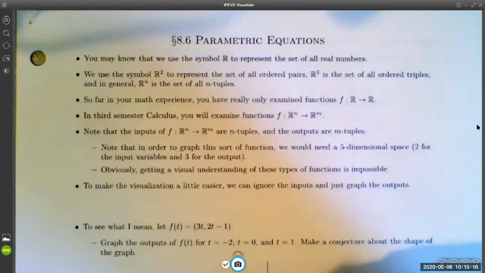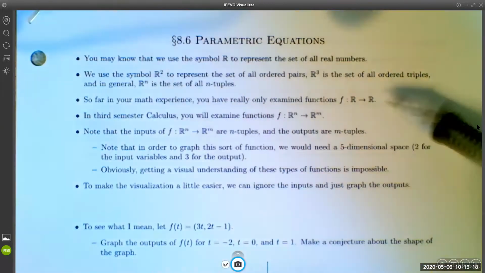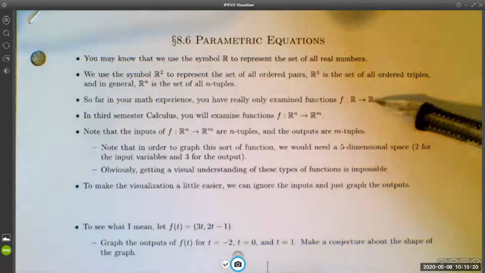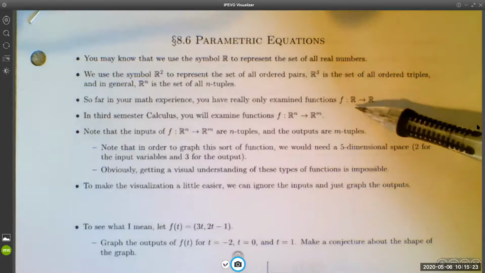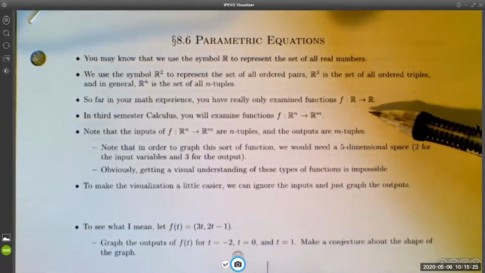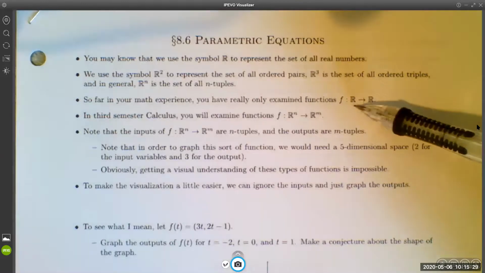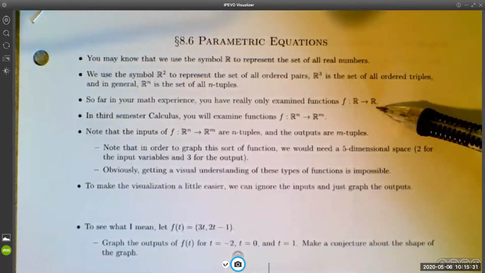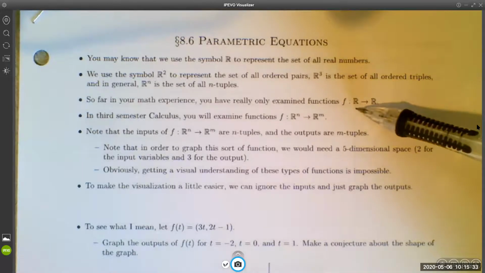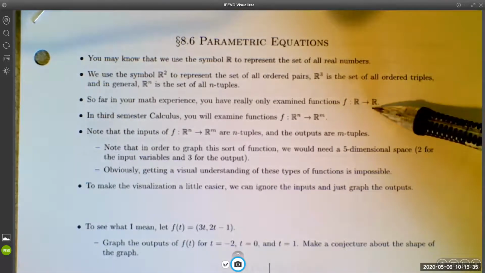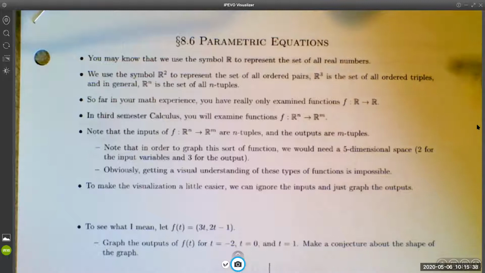Well, the reason I'm bringing this to your attention is because we could look at functions of higher dimensions, right? So far in your math experience, you've really only looked at functions that go from the set of real numbers to the set of real numbers. And when we graph these kinds of functions, we graph the inputs on one axis and the outputs on the other axis. So the inputs are graphed on the x-axis and the outputs are graphed on the y-axis. And so you get these two-dimensional graphs.